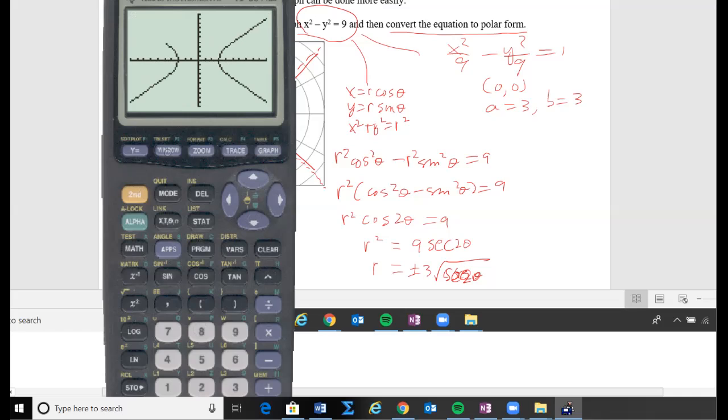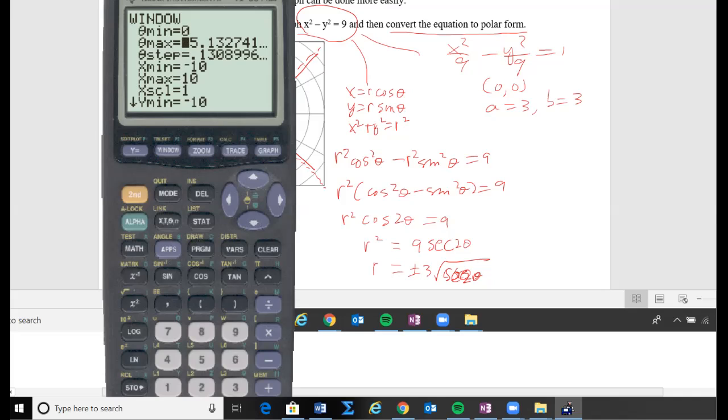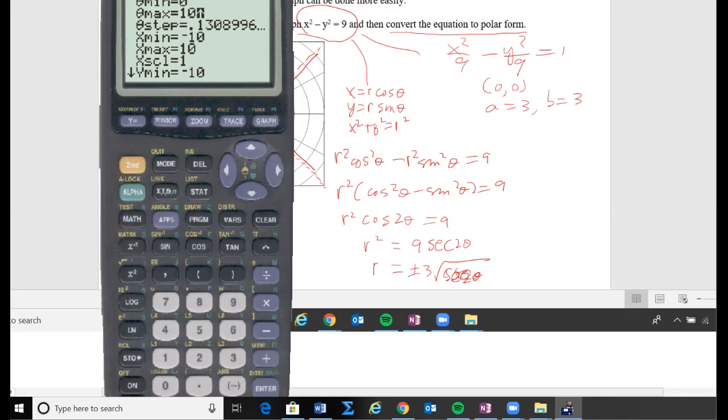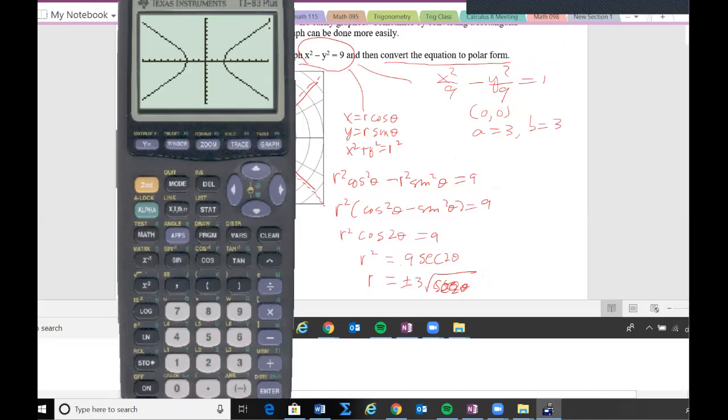Now my guess is that we could probably put in that negative, and so that was 8 pi. What if I made this 10 pi? I'm thinking I'd get it all with that. Okay, so it finally did give me everything I wanted.